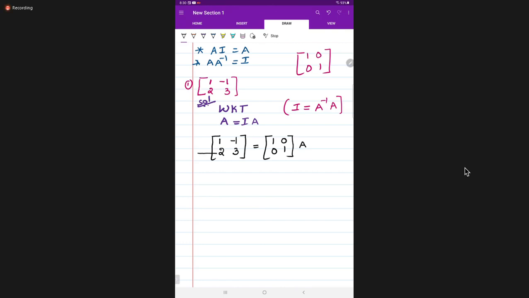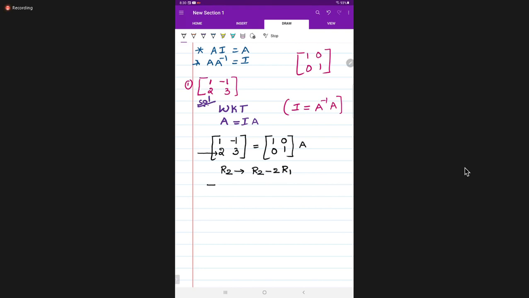First, the second row first element. What is there here? 2 is there. This 2 is made 0 with the help of first row. Tell me this operation, students. So we can write R2 implies R2 minus 2R1. The same operation applies on the right side also.